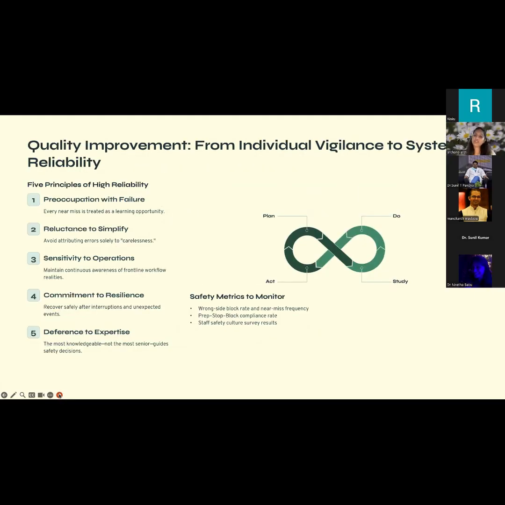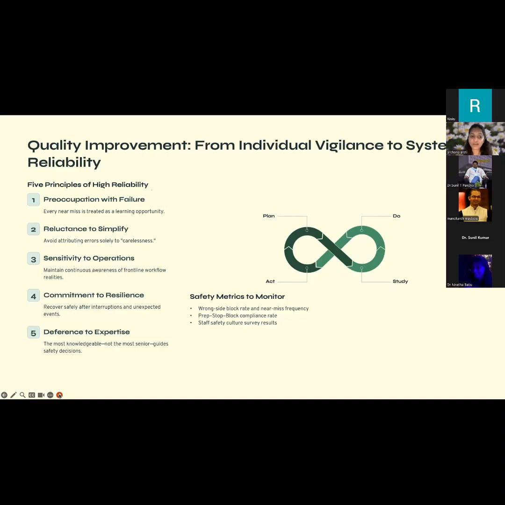So then from the individual, the vigilance has to go to system reliability of this. There is no doubt. Whichever the kind of setup you're working in, there are definitely at least 4 people in this team: the surgeon, staff, and the technicians. So the 5 principles of high reliability: don't be preoccupied with the failure. Pay attention to the near misses as well, and treat every single near miss as a learning opportunity for the future, for your next case and the cases after that.